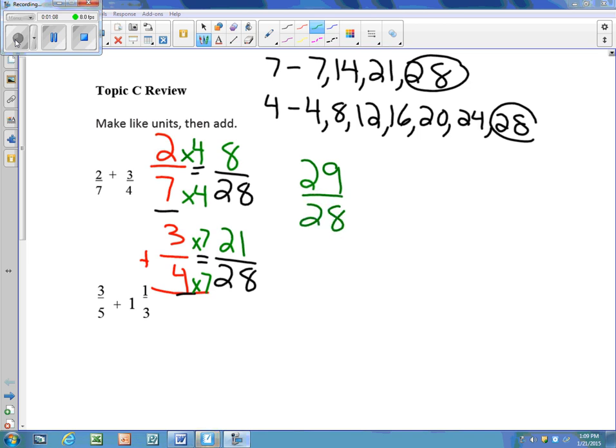This is an improper fraction, so I must simplify. I cannot leave it like this. So I have to say 29 divided by 28. It goes in one time. 1 is left over out of 28. So my answer is 1 and 1/28.